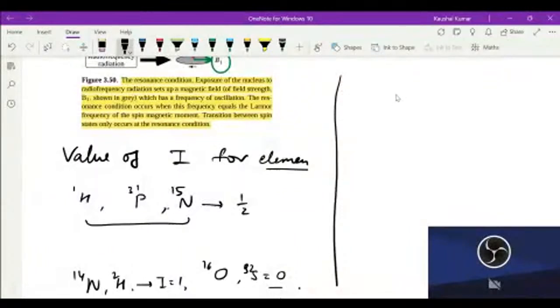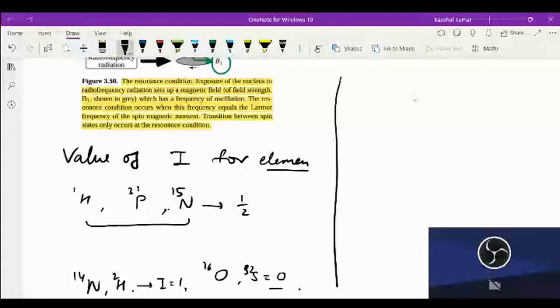Now, the Larmor frequency you understood. After the Larmor frequency, the important thing is called chemical shielding.